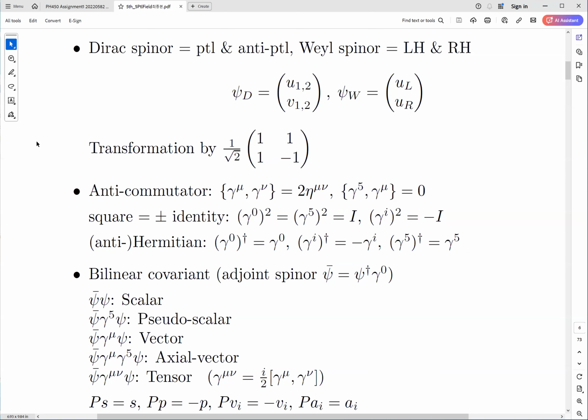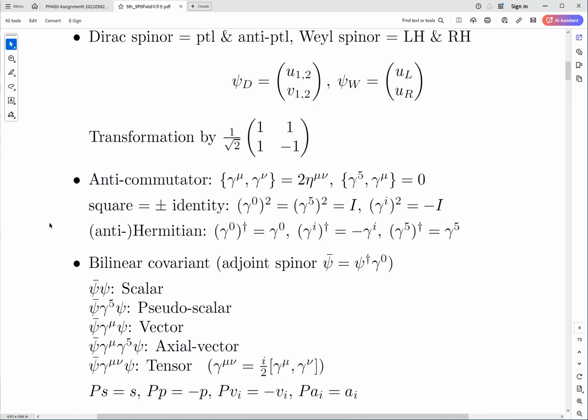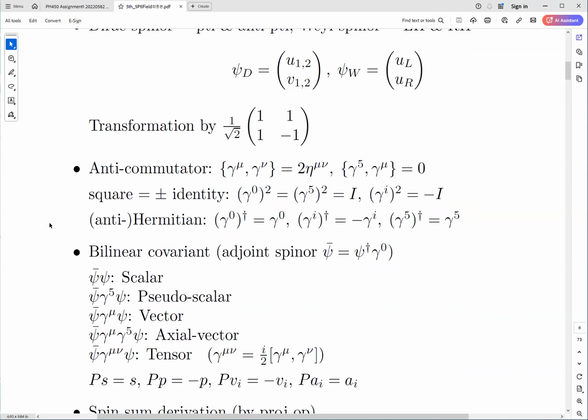If some general spinor quadratic form is given, then it is represented by the bilinear covariants as a basis. The spinor has four components, so there are four components of the adjoint spinor psi bar and four components of the spinor. So the degree of freedom is 16, and there are 16 bilinear covariant bases.